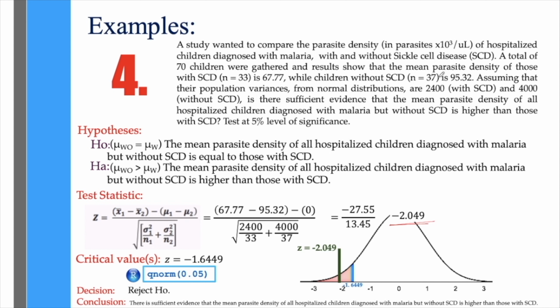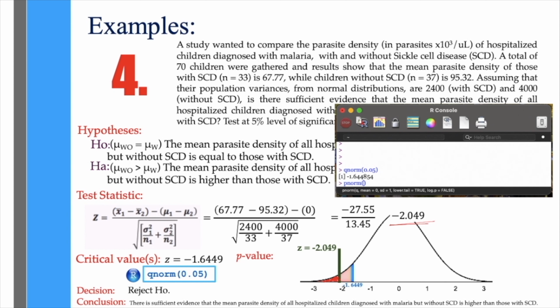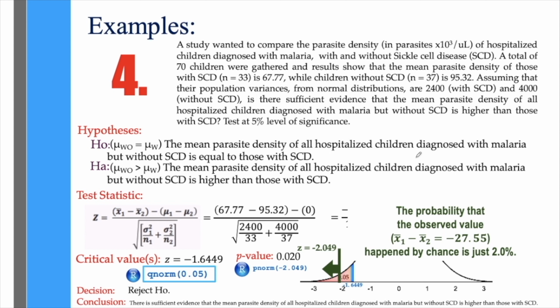disease. And lastly, for the p-value, we may just have to compute the area from this test statistic to the extreme. That may be computed using pnorm of negative 2.049. And that gives us 0.02, which implies that the probability that the observed difference, in this case 27.55, happened by chance is just 2%. Relative to 5%, that is small, thus there's no reason to doubt the alternative hypothesis. Thus, our claim is in favor of the alternative hypothesis.